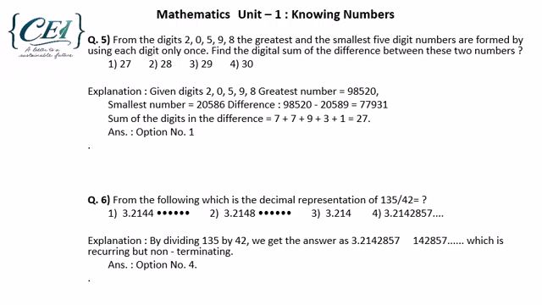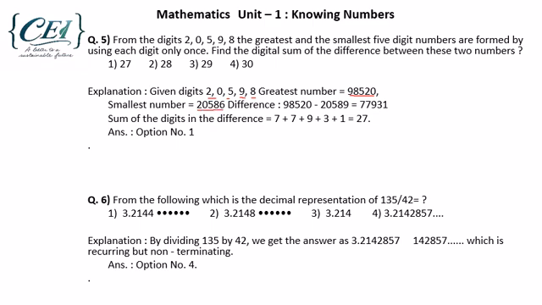From the digits 20598, the greatest and the smallest 5-digit numbers are formed by using each digit only once. Find the digital sum of the difference between these two numbers. So let us first form the greatest number. The greatest number is obvious, we have to start with 9. The sequence is 9, then 8, then 5, then 2, and then 0. So the greatest number is 98520. For the smallest number, we cannot start with 0, because then it will not be a 5-digit number. So we have to take the next smallest number after 0. So we start with 2.